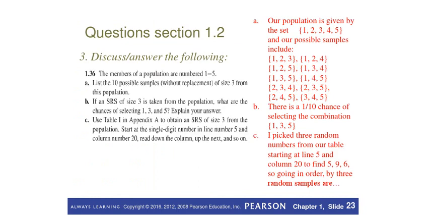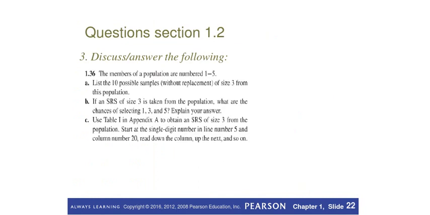But let's talk about an example right here. Let's say that there are members of a population numbered 1 through 5. The question here is, let's list 10 possible samples without replacement of size 3 from the population. And let's answer these questions. If a simple random sample of size 3 is taken from the population, what are the chances of selecting 1, 3, and 5 as your sample? And let's explain the answer right here.